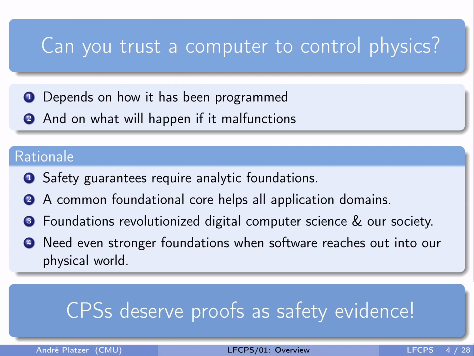So the rationale behind the course that we're taking here is that computers would certainly earn our trust that they can control physics if only they came with guarantees. And such safety guarantees do require solid analytic foundations. Also, we would like those foundations to be useful for all of the application domains, to be a common foundation. We don't want a special mathematics that only works for trains, but doesn't tell us how to correctly drive a car or fly an aircraft.